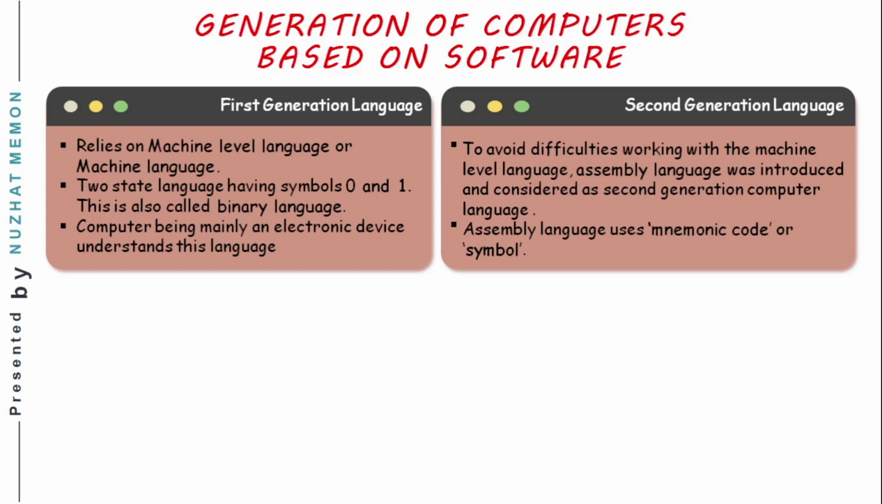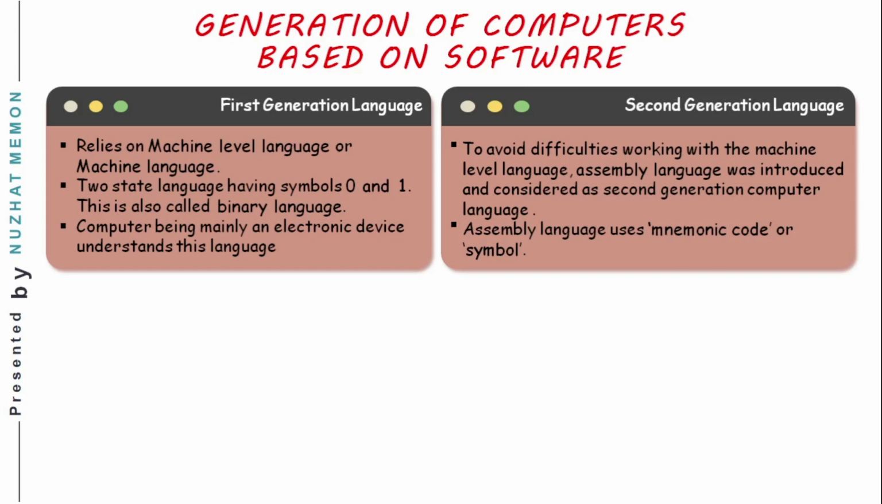To avoid difficulties working with machine level language, assembly language was introduced and is considered the second generation computer language. Here, programmers were facing difficulties while implementing programs in binary or machine language, as it can be very hard for one person to understand what another person is trying to do. So to avoid these difficulties, we made new languages, that is, assembly language was introduced in the second generation.